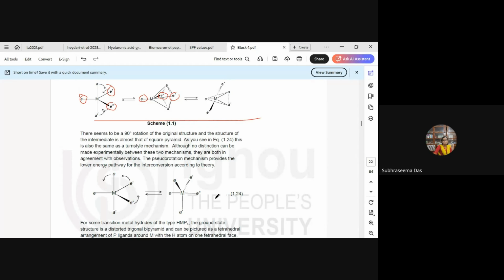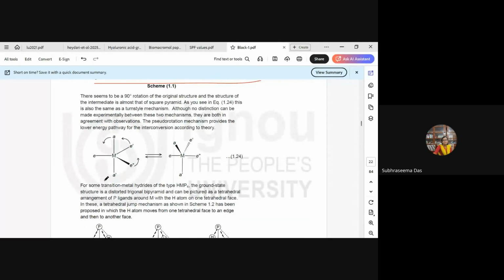So this overall scheme, because the positions have been changed, we call pseudo rotation. Here in the figure and also in equation 1.24, this pseudo rotation has been shown, how it is changed. Here the arrow mark has been indicated and the change has been noted.